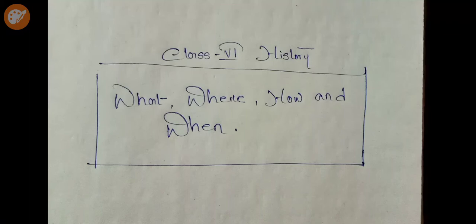Hello students, so today we will do the question and answer of your class 6 NCERT history book chapter 1. What, Where, How and When is the name of the chapter. So today we will be doing the question and answer of this chapter.